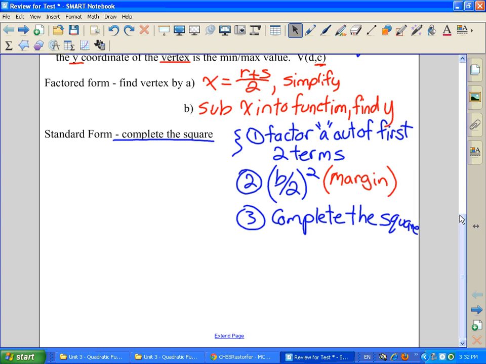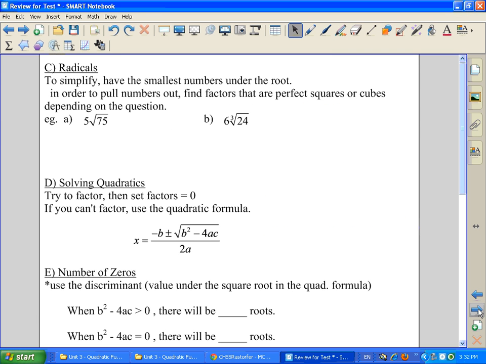All right, next we did something kind of new, which is called radicals. To simplify, you have the smallest numbers under the root. So you try to change any entire radical to a mixed radical. And in order to pull numbers out, the factors have to be perfect squares or cubes, depending on the question.